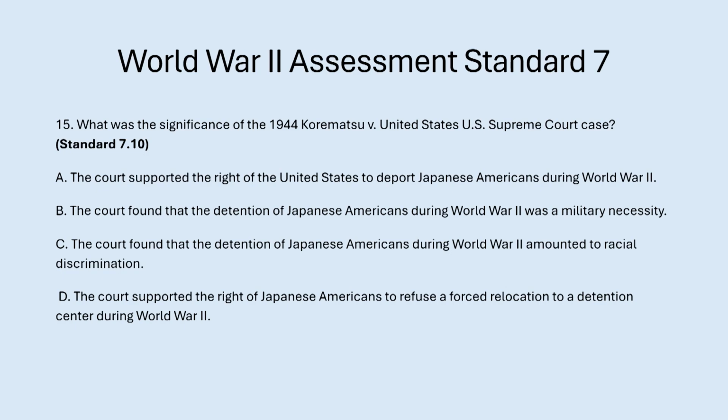Well, what Korematsu did is basically, during World War II, once again, this is from your fact list, but it doesn't say specifically what you hear here. But what it basically does is during World War II, the Japanese were interned in these detention centers away from the West Coast for fear that they would help the Japanese if the Japanese sought to invade the West Coast of the United States of America. The best answer was B. The court found that the detention of Japanese Americans in World War II was a military necessity.